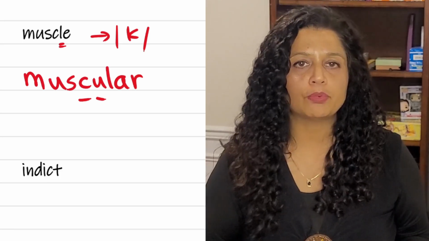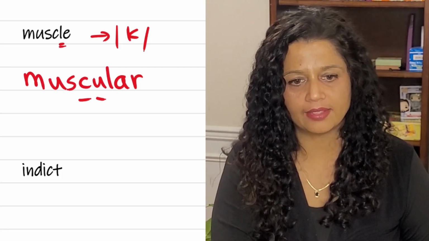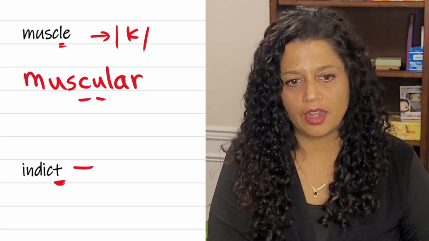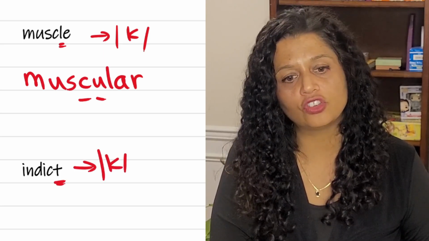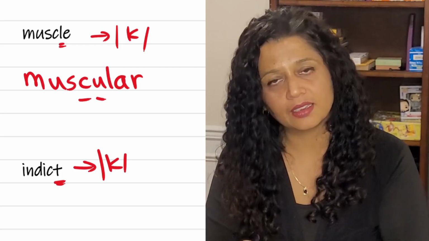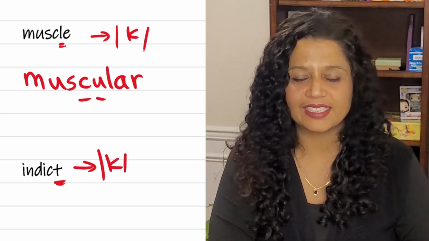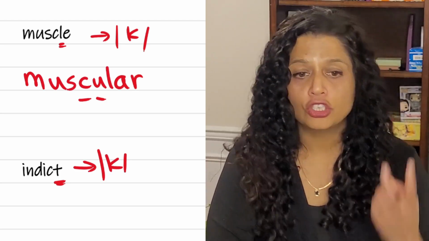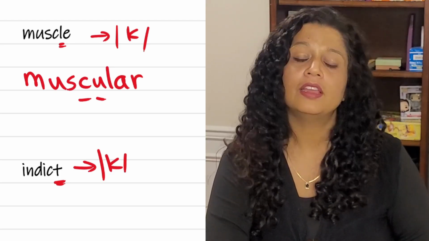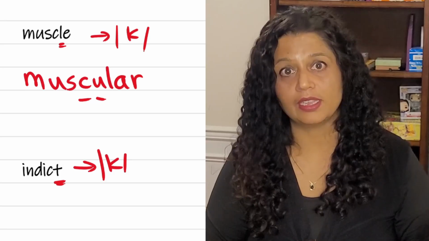The second exception is the word indict. In the word indict, again, the C is followed by another consonant, so it should say the K sound, so it should be indict, but we don't say indict, we say indict or indictment, okay? So those are the two that I have been able to find, or that have come to my mind just thinking about it. Like I said, if you come up with more, definitely let me know.